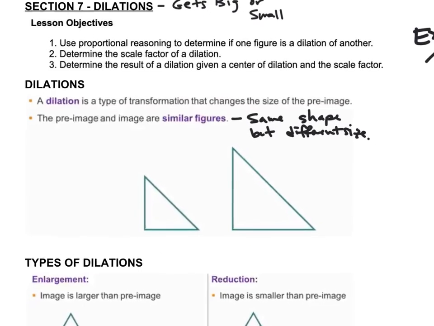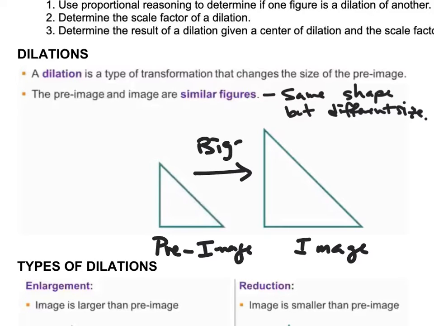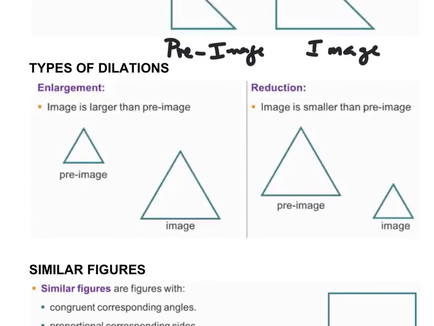Okay. And so you can think of this as your pre-image, and this is your image, okay? And all you're doing is going from one to the other and you're getting bigger, okay? And you can also get smaller too, it doesn't matter. So let's talk about those types of dilations. You can talk about a dilation where you have an enlargement, okay? So the image, the result, is larger than the pre-image, and this happens when your scale factor is larger than 1. So when n is larger than 1, okay?